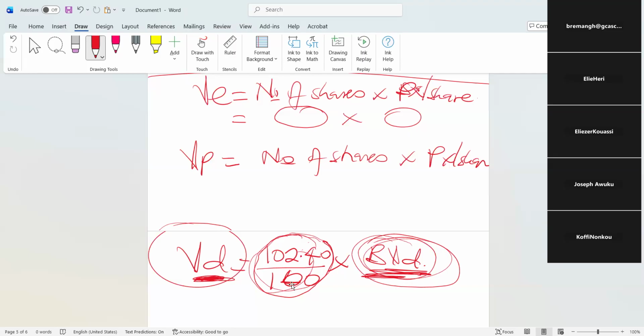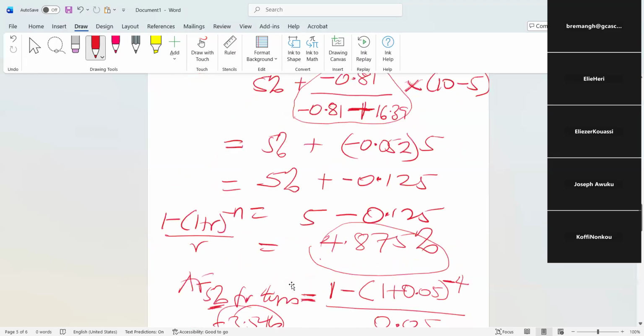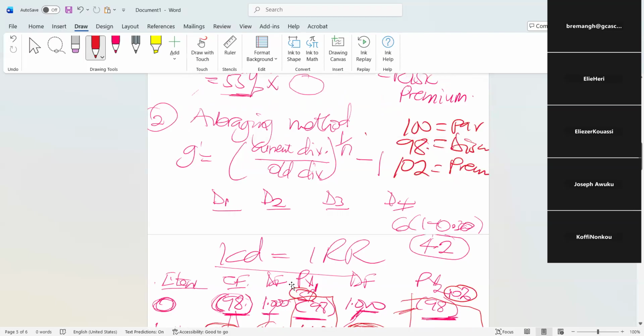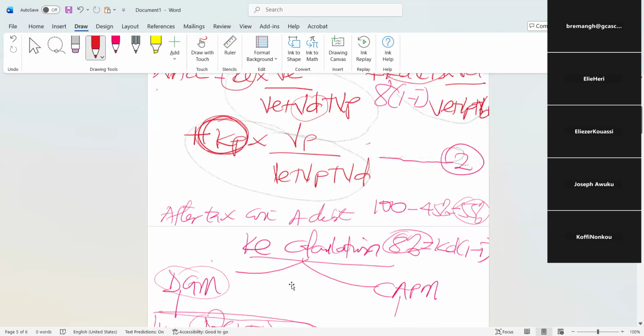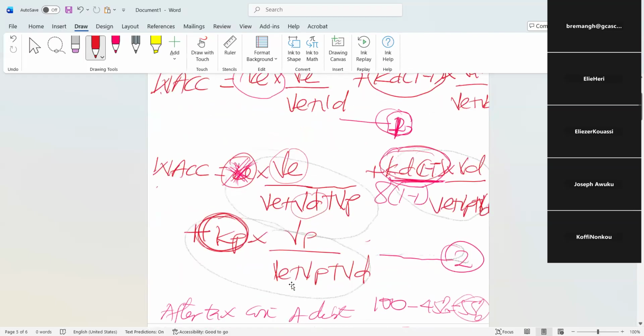So these are the ways that we can calculate WACC. Is there any question? Hello? Please ask me questions, before I start asking you questions.